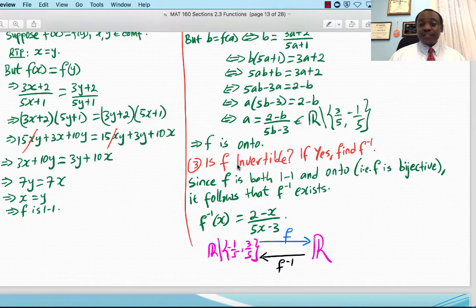And what is f inverse? For f inverse, you simply go back to your A and replace your B with x. So your f inverse of x would simply be (2-x)/(5x-3). So f is a mapping from the domain to the codomain, and f inverse is a mapping from the codomain back to the domain. And that brings us to the end of the analysis of our interesting function.